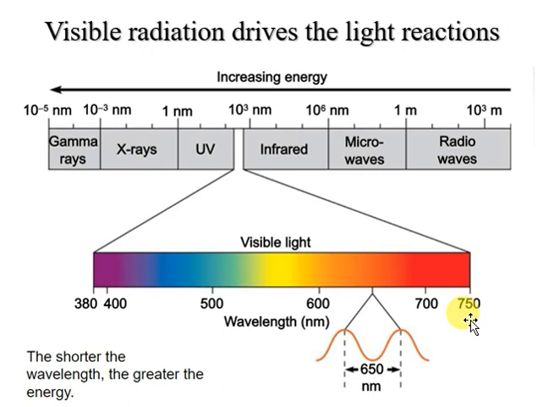Now, even though light itself travels as a wave, it has many properties of what is called a photon. A photon is a discrete particle of light. You can kind of think of it as like a little marble of light energy. Now, the amount of energy that's packed into a photon is inversely related to wavelength. So the shorter the wavelength of light, the more energy that is packed into a photon.